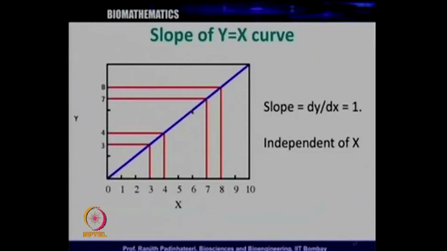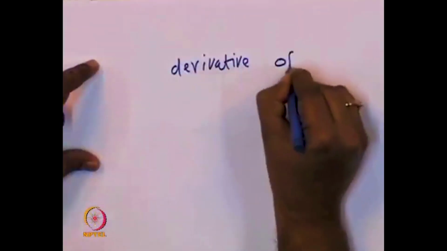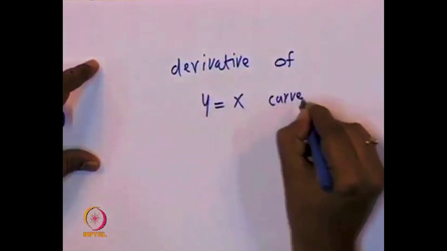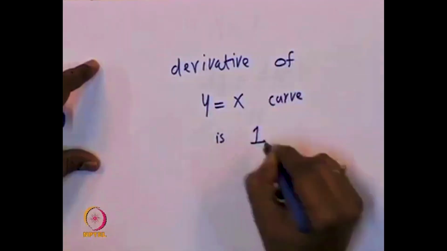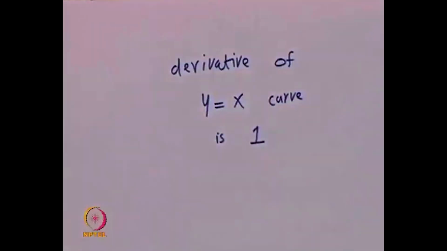So, you all know how to calculate the slope. This thing, calculating the slope, is called calculating the derivative. So, we can say the derivative of y equal to x is 1. What we are saying here is that the derivative of the y equal to x curve is 1, or the derivative of the y equal to x function is 1.